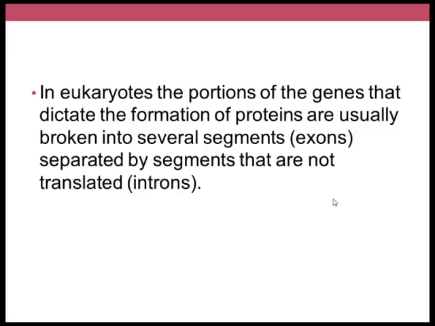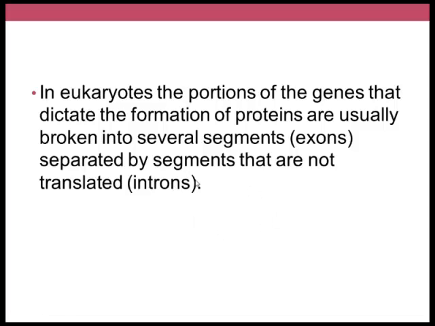In eukaryotes, the portions of genes that cause the formation of proteins are usually broken into several segments. So a gene is divided into several segments, divided into two main partitions, some called exons and others called introns. Exons are the parts that are going to be translated, and they are separated by introns, and these introns are not translated. Actually, the main function of introns is unknown.